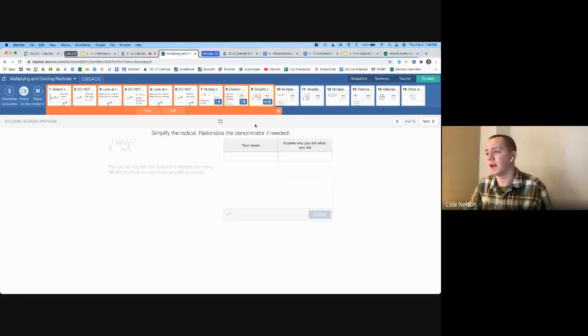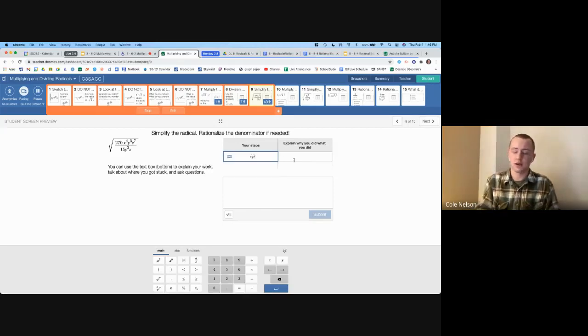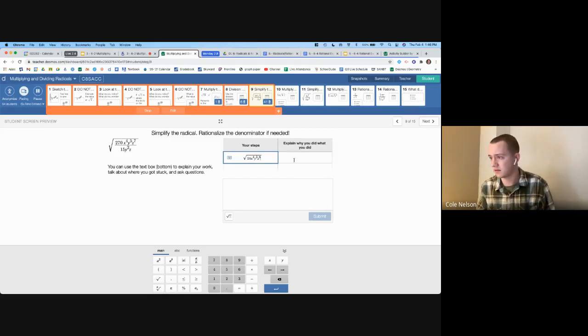So if I open up mine, I would write my whole answer, but the next thing that I would write is 18, and then I don't have any x's to cancel out, so I have x to the 4th. I have a y to the 3rd, and then a z to the 6th.